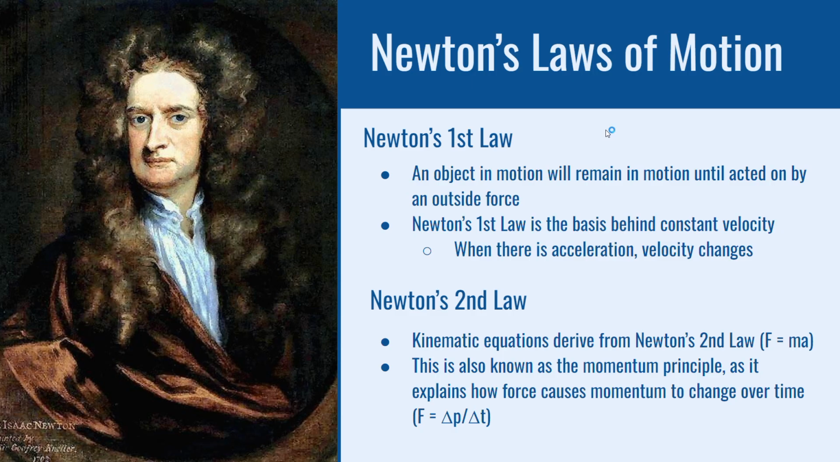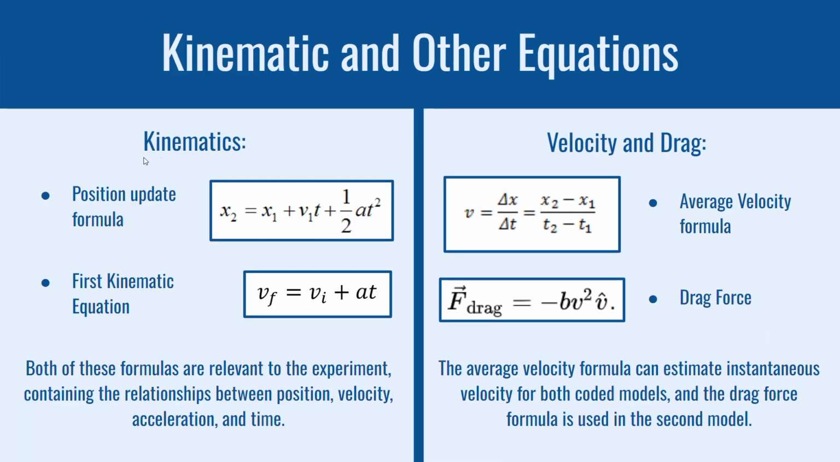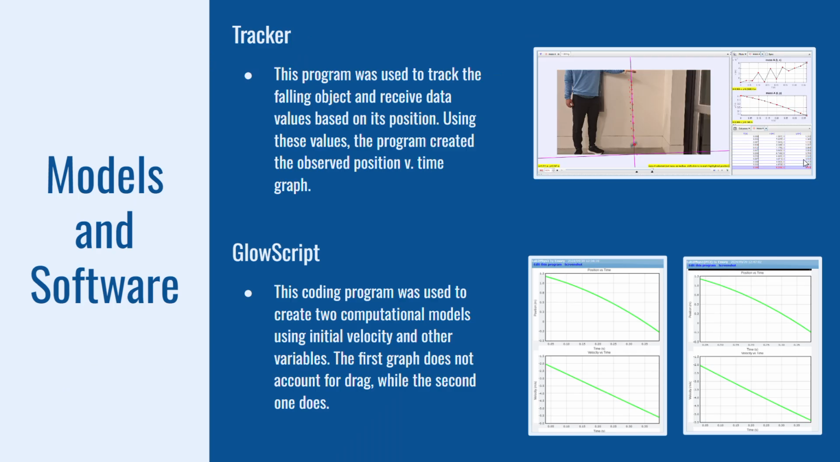Behind this, there's a lot of physics. We have Newton's laws of motion. The first law recognizes the way force changes velocity. And then Newton's second law, force equals mass times acceleration, which is the basis behind all of the equations we use. We have the equations here: position update, first kinematic equation. Those are important to track our object. And then velocity and drag. Obviously, the drag is needed for drag force, and the average velocity formula to get instantaneous velocity for the coding.